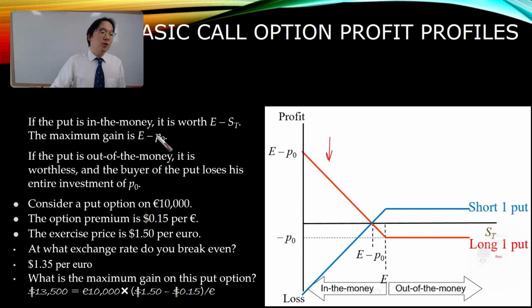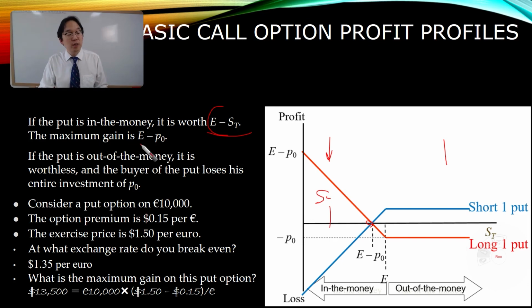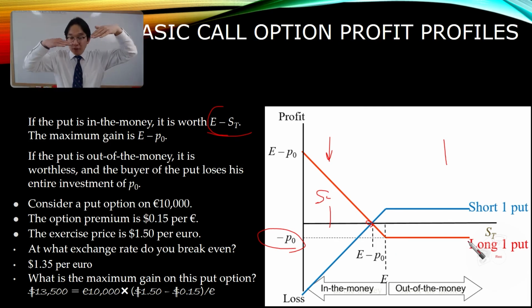Now, if the put option is in the money, which is over here, and out of the money over there, in the money it is worth E minus S_T. E minus S_T, so S_T will be here. And then the maximum gain should be the exercise price minus the put option price over here. The initial purchase price of your put option is like this. Just like the call option discussion, the graph is shifted downwards for the put option buyers because you had to spend some money to buy that option.